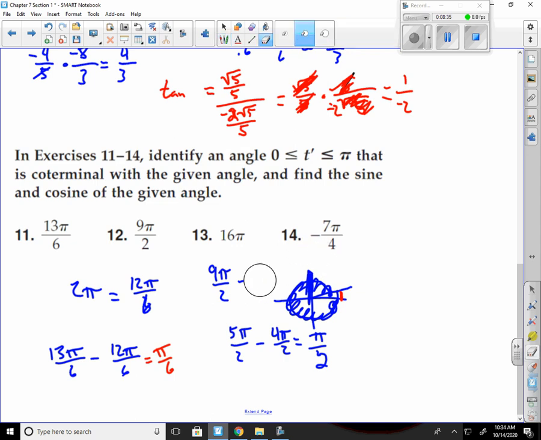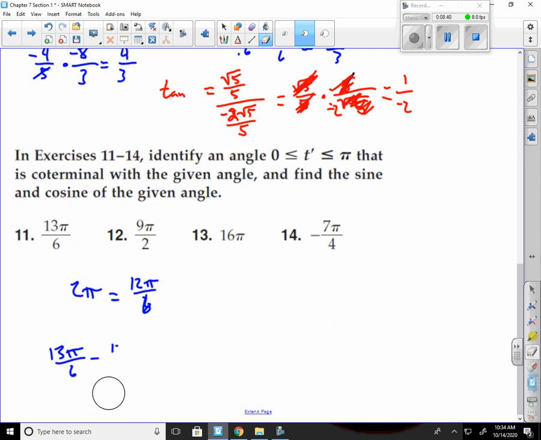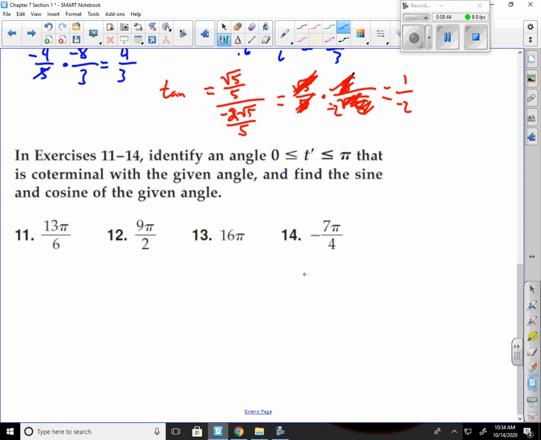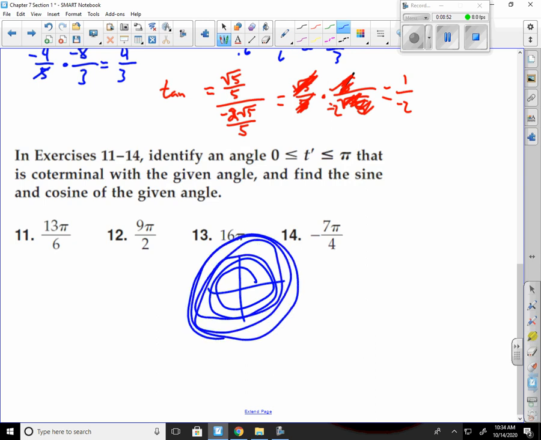16 pi. If I subtract 2 pi, subtract 2 pi, subtract 2 pi, subtract 2 pi, what I should actually just realize is 16 pi is a multiple of 2 pi, which means that we went around 8 times and ended up right here again, right back at the beginning. So my sine would be 0 and the cosine would be 1.